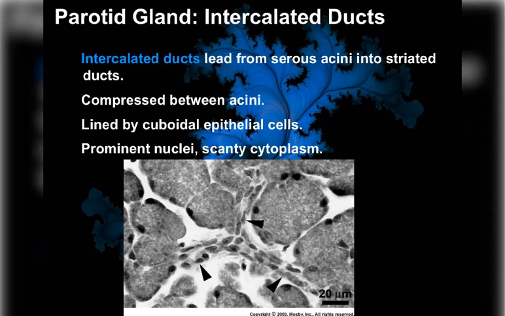They are compressed between acini, compressed between secretory end pieces, and that's why these are intralobular, because they are between the secretory end pieces. They are lined by cuboidal epithelial cells, and sometimes they appear flat. This is the lining of the duct. Prominent nuclei, scanty cytoplasm.